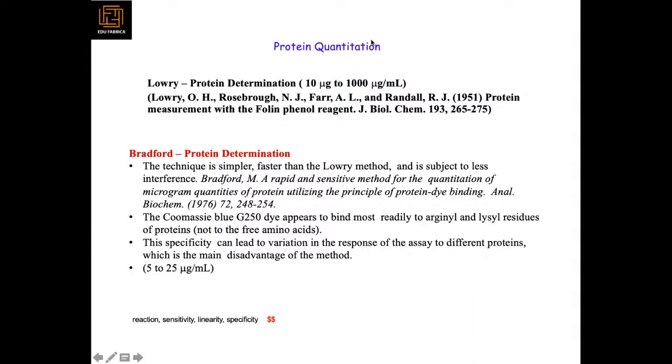And how do we quantitate this protein? There was the Lowry method for protein determination, which could determine from 10 microgram to 1000 microgram per ml, but that was not so efficient.